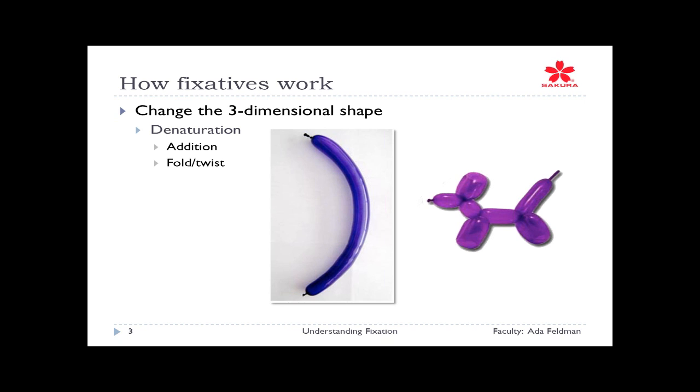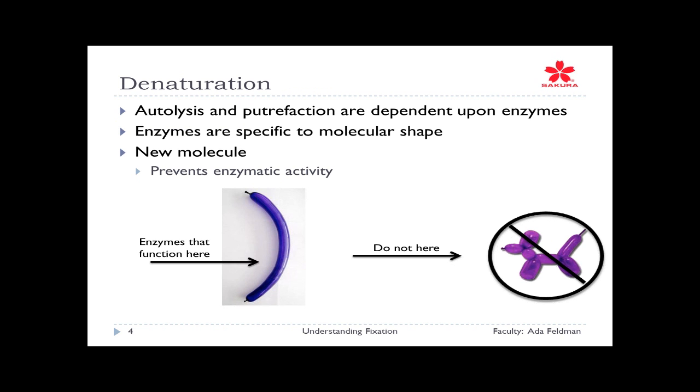So the question is, why do we want a new shape? Why is this so important? Denaturation is very important because I already told you we want to stop autolysis and the rotting mechanism that can naturally happen. Autolysis and putrefaction are dependent upon enzymes. They could be the normal enzymes that live in our body, or they could be the enzymes of bacteria. So those enzymes are causing autolysis and the rotting mechanism.